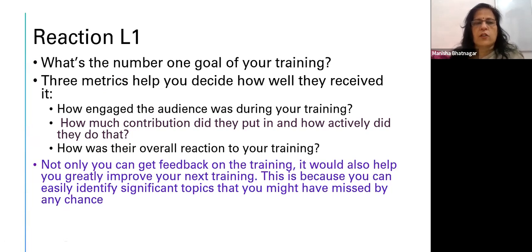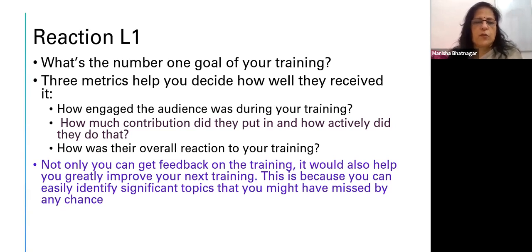If you're doing the reaction level 1 training and your job is to evaluate the reaction, then the basic questions that you must build, and your questionnaire should be built around, are what is the number one goal of your training, and whether it is matching the organization goals, whether it is matching the training needs analysis list that you have obtained. And three metrics may help you decide how well they received it.